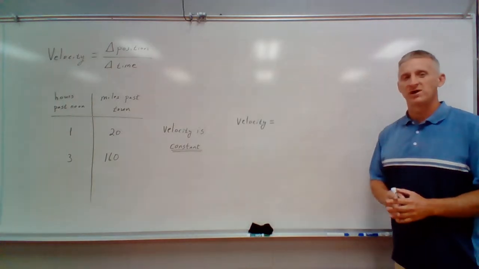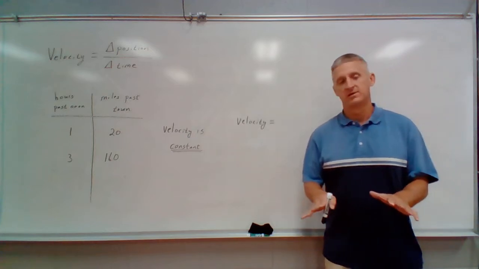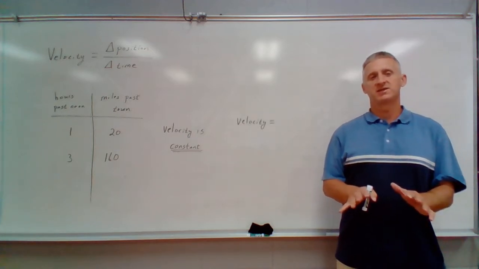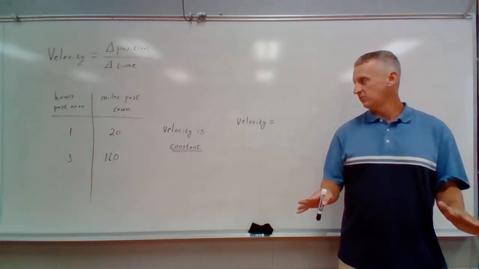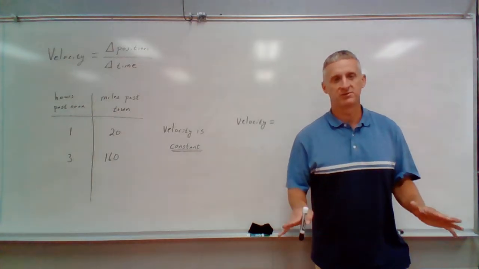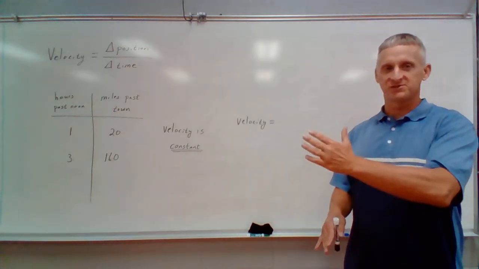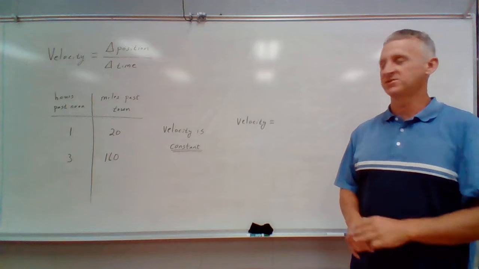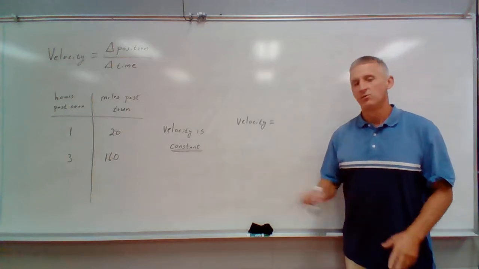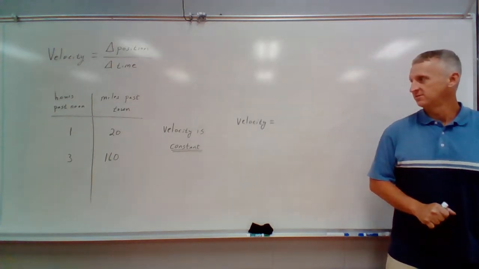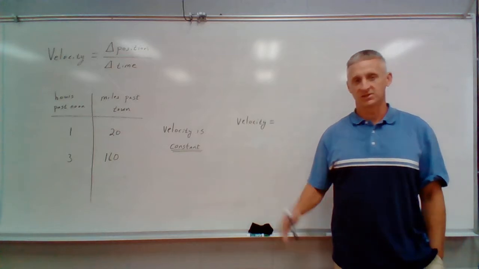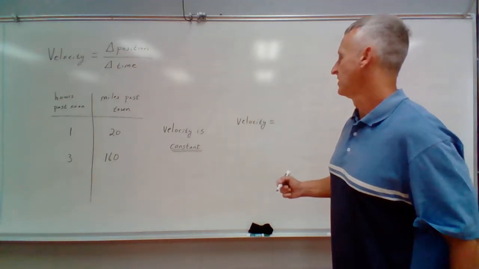Let's pretend that they were driving at a constant velocity. So constant velocity means that they were going the same speed the whole time, and they were going the same direction the whole time. So they were on this really straight highway, going the same speed the whole time. We want to figure out what the velocity of this person is, the constant velocity of this person.